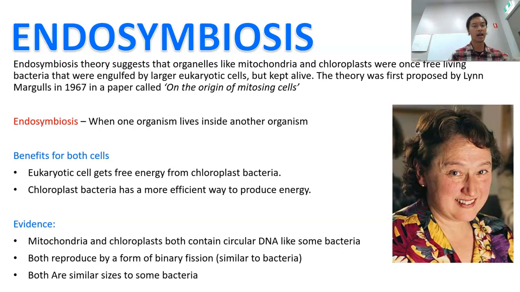Evidence for this comes from the fact that both mitochondria and chloroplasts contain their own DNA, and the DNA is also in the shape of a plasmid, much like bacterial DNA, suggesting that at one point in time they were actually bacteria, right? Both reproduce by a form of binary fission inside of the cell. So actually, when the cell divides, the mitochondria divide on their own, and so do the chloroplasts, which is similar to how bacteria divide as well, and they are of similar size to bacteria.